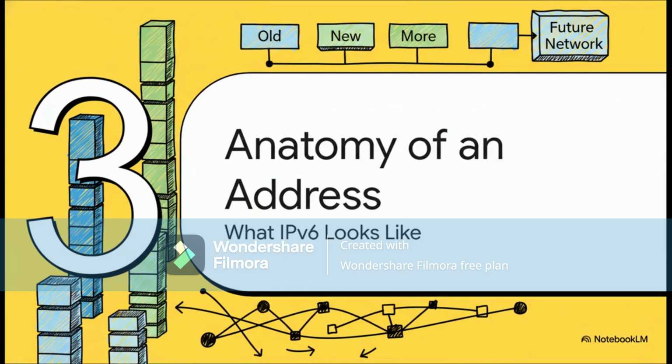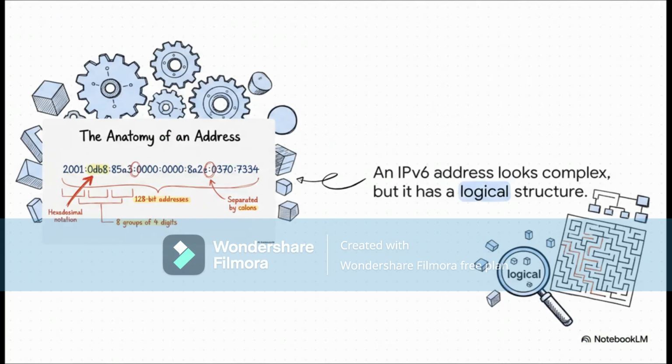So, we know IPv6 gives us way more addresses, but what do they actually look like? Well, as you're about to see, they're definitely a bit longer and look more complex than the old ones. So let's break down the anatomy of an IPv6 address. Okay, at first glance, that looks pretty complicated, doesn't it? It's a long string of numbers and letters, but don't worry, we're going to break it down into simple parts. It's actually really logical once you see how it's put together.